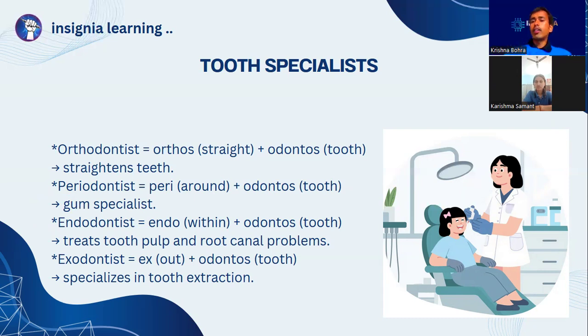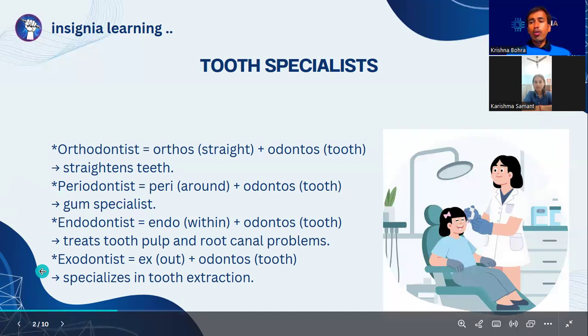Then we have the next type of practitioner, the endodontist. Endo means within, inside of something, and dontist means tooth. So endodontists are those practitioners and doctors who treat tooth pulp and root canal problems. If you eat lots of chocolates in a day, you might get a cavity, and then you will visit a doctor who will remove the pulp decayed by bacteria and take care of your cavity. You will be visiting an endodontist. Can you pronounce the word? Endodontist.